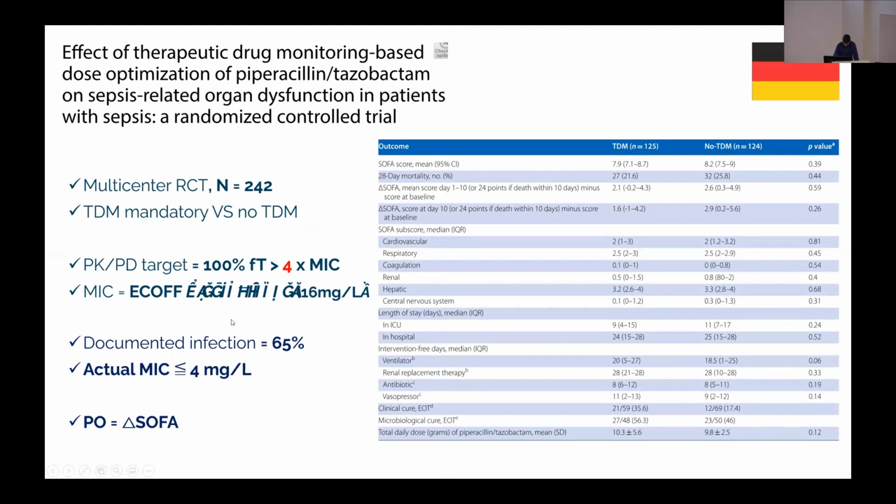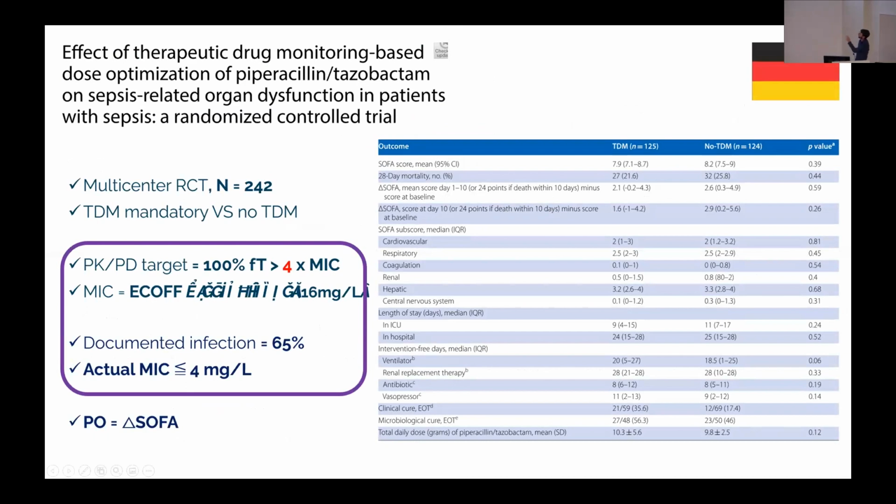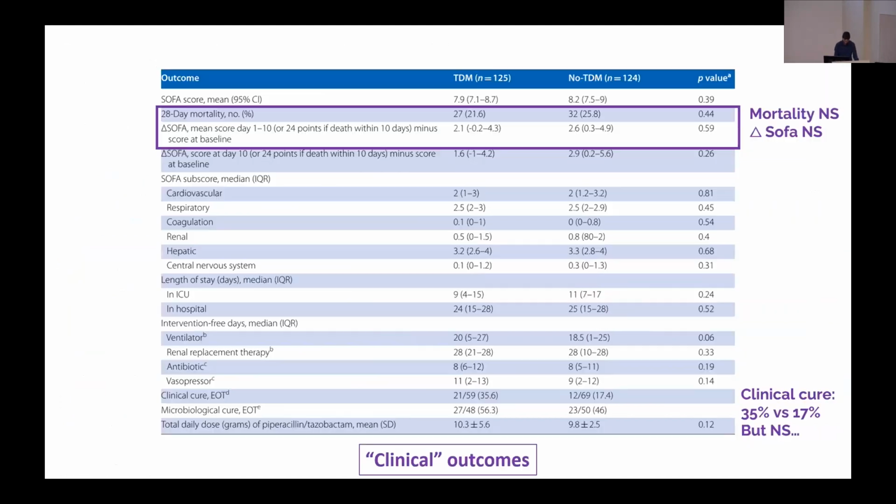Please remember the PKPD target. Sorry for the mistake in the presentation because it was for Mac to Windows, but you can trust me, the PKPD target was 4 times the MIC of the free fraction based on the ECOFF of Pseudomonas aeruginosa, which means 16 milligrams per liter. So 4 times means 64 milligrams per liter. And the primary outcome was a clinical outcome, the change in SOFA score between admission and day 10. And just remember that in the end, 65% of infections were documented and the actual MIC was below 4 milligrams per liter. It has a huge importance.